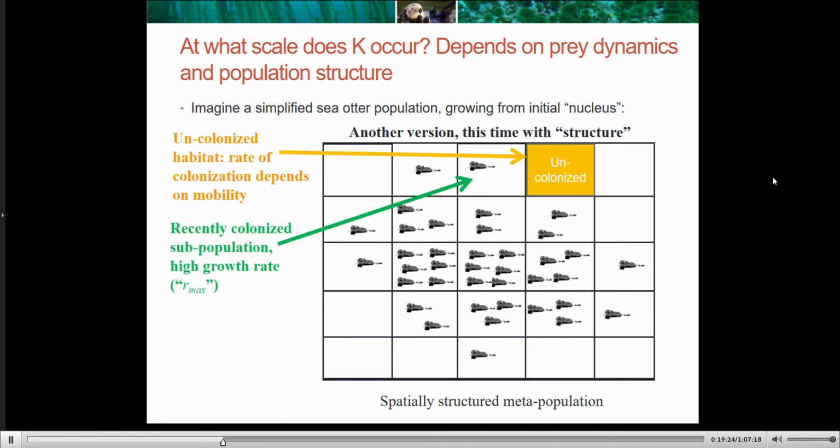Then you have recently colonized subpopulations where you can have high growth rates. There, what determines the rate of change in those patches is essentially the intrinsic, potential rate of growth of the population. And then you finally have these long-established subpopulations where you're not seeing much change over time, or the population might be fluctuating in abundance around some constant density. In this case, we would say that patch is at local carrying capacity. This implies that the density-dependent processes are acting at this small spatial scale.